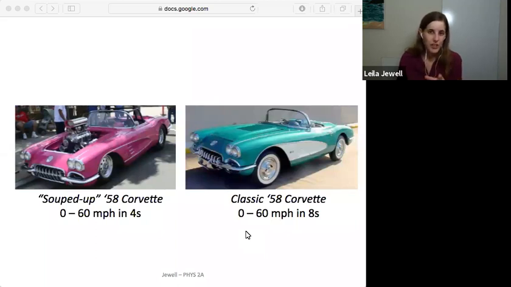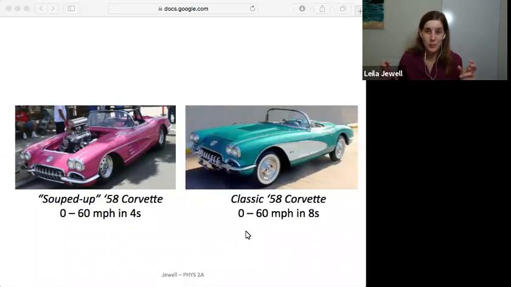Well, if we think about each engine, they're doing the same amount of work in that they're going from 0 to 60 miles per hour. So they're going from 0 kinetic energy to however much kinetic energy they have with that 60 miles per hour, 1/2 mv squared. So they're doing the same amount of work, but the pink one is doing it in less time. So this is a concept that in cars is referred to as horsepower, where the pink one has much more horsepower than the teal one.